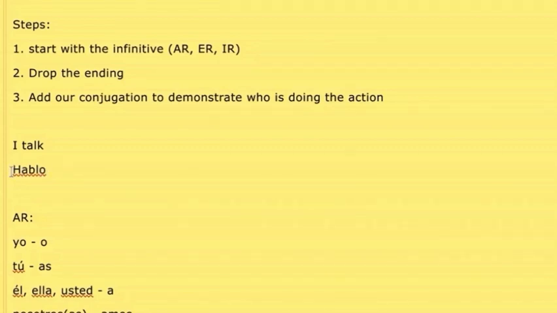Now you can also say yo hablo, but you don't need the yo, because the I is already built in with the conjugation. If you just say hablo, that will always mean I talk. And so typically they tend to not include these subject pronouns because it's just easier to cut them out. However, for forms like él, ella, and usted, and ellos, ellas, and ustedes, where there's multiple subject pronouns, sometimes it's better to include the pronoun to specify who exactly you're talking about.